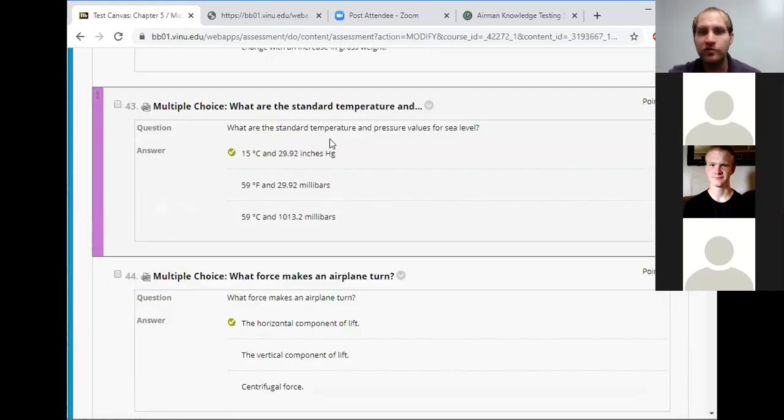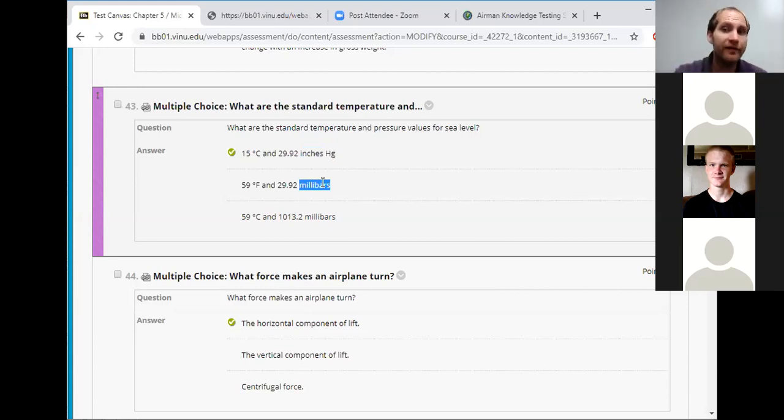All right, here's a good question. Standards. We need to know standards. What's standard temperature? What's standard pressure? Standard temperature, 15 degrees Celsius, 29.92 inches of mercury. That is standard pressure, standard temperature. Answer B looks like a good answer choice, 59 Fahrenheit. That's correct, but no, 29.92 millibars, negative. It's the wrong unit of measurement.